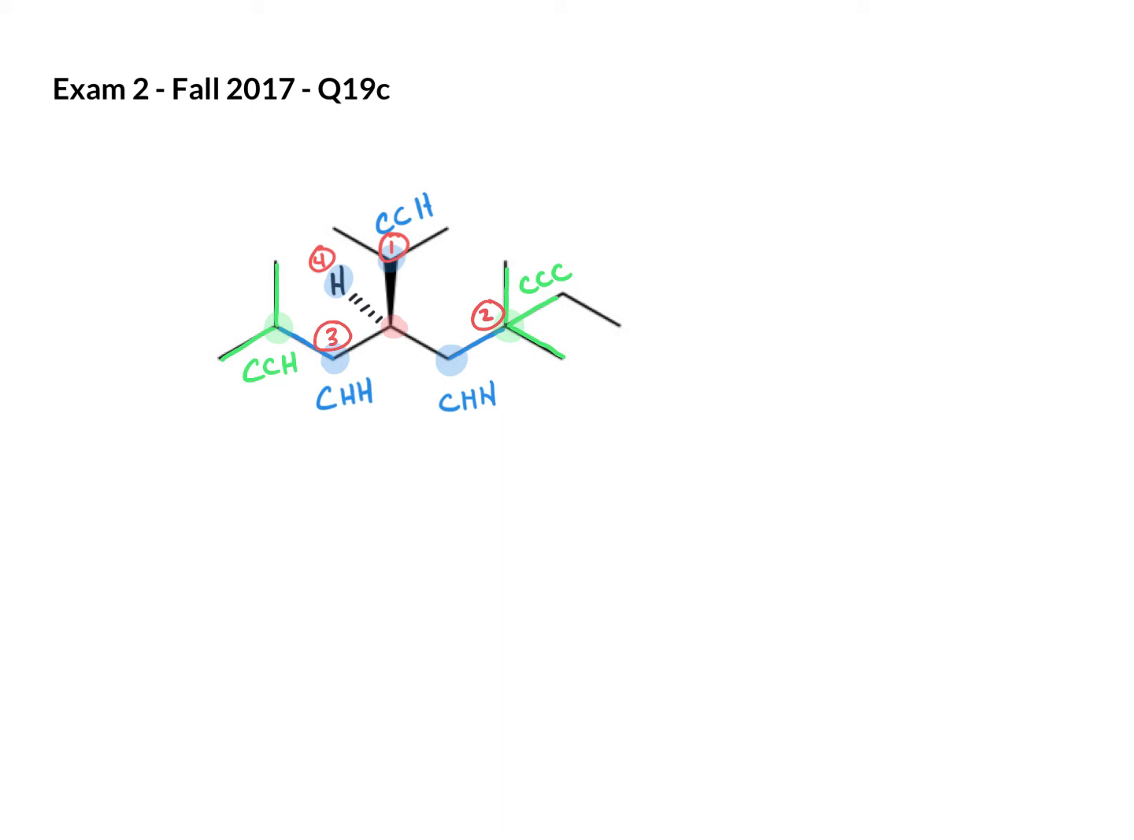So we're ready to draw in our curved arrow. We go from 1 to 2 to 3. That goes around to the right. So this is the R configuration. Now let's name this.